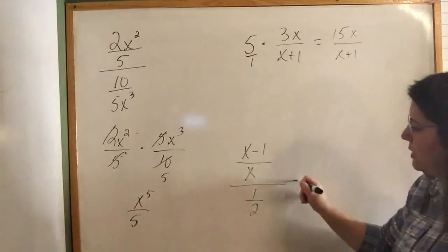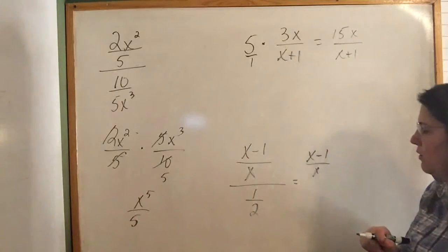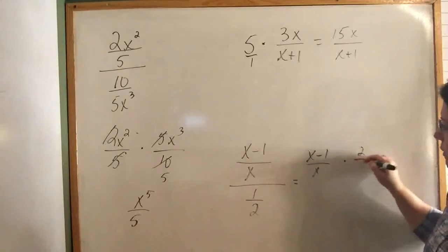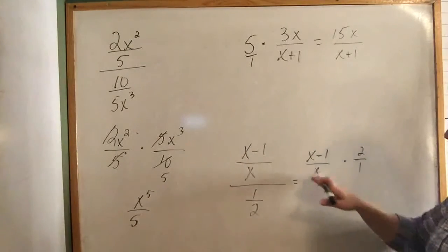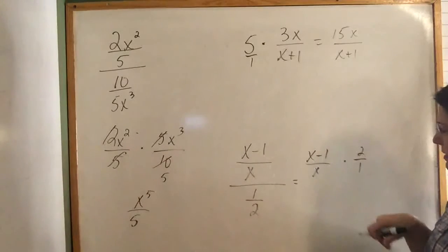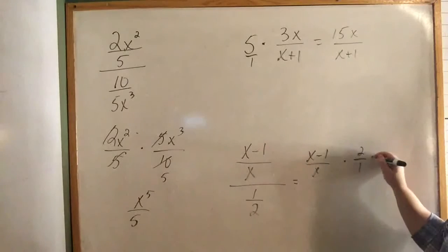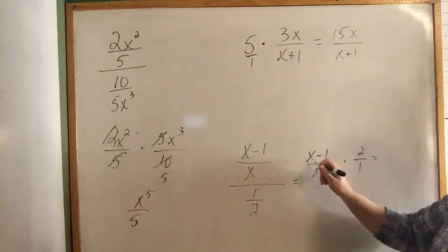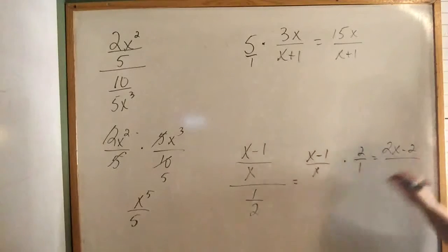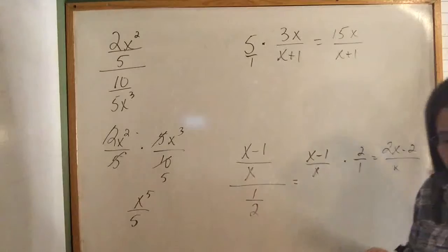For this one, I'm going to rewrite it. I keep the first fraction the same. The top fraction is x minus 1 over x times, and I invert this and multiply, so that's 2 over 1. Nothing cancels here. This x is attached with subtraction, so I can't simplify the x's. It doesn't look like anything simplifies diagonally, so I will just multiply straight across. X minus 1 times 2, I distribute. That's 2x minus 2. And then x times 1 is just x. That's all I can do with that one.